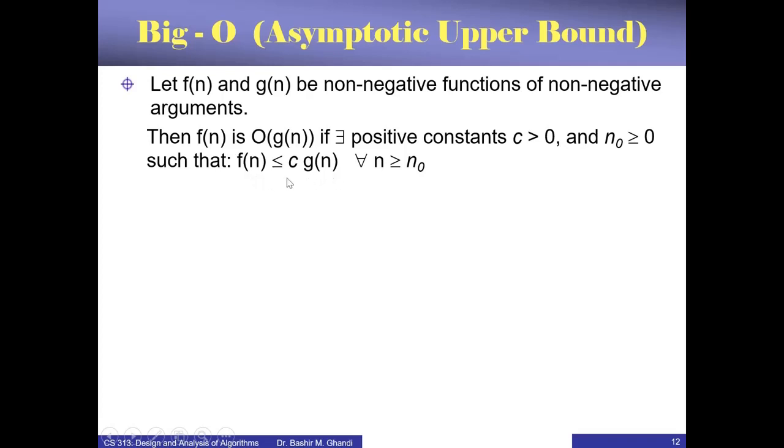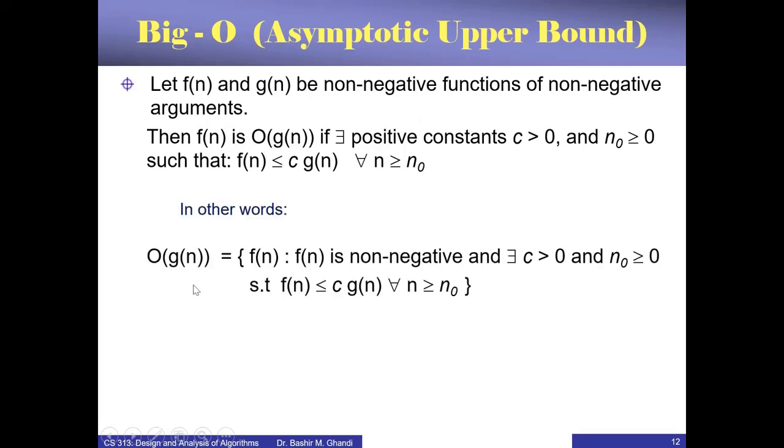Again, like I explained before, this term "is" or "is equal" you have to be careful about. We are not saying really they are equal. We are just saying f(n) belongs to the set. So in other words, big O of g(n) is a set of all functions f(n) for which we can find those two constants, c greater than 0 and n naught greater than or equal to 0, for which this inequality would always be true, that f(n) is less than or equal to c g(n) for all n greater than n naught.